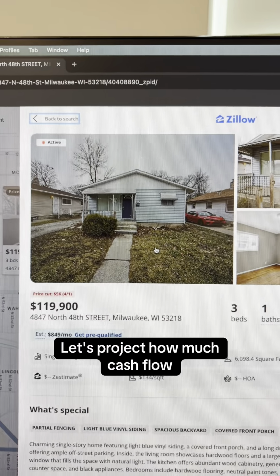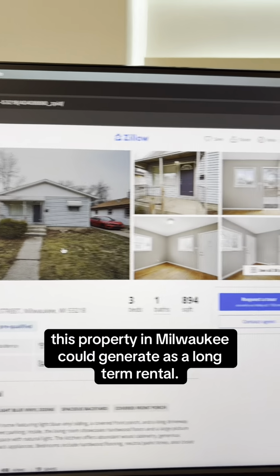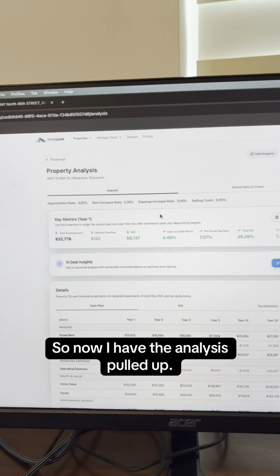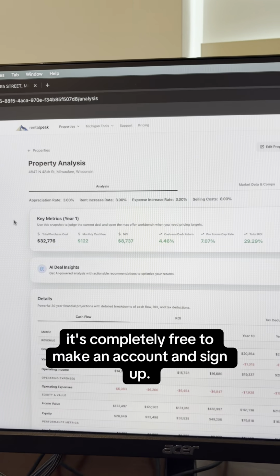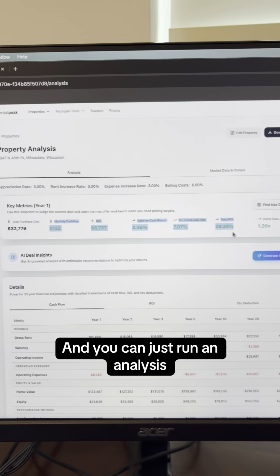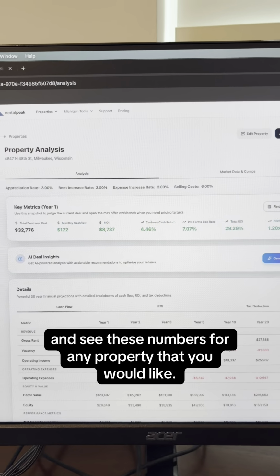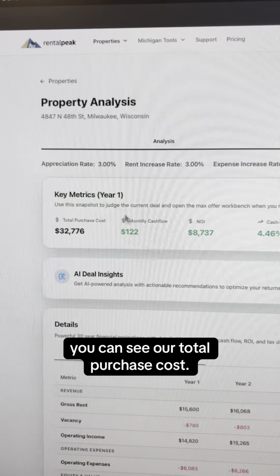Let's project how much cash flow this property in Milwaukee could generate as a long-term rental. So now I have the analysis pulled up. I ran the analysis on rentalpeak.com, and if you want to try it out for yourself, it's completely free to make an account and sign up, and you can just run an analysis and see these numbers for any property that you would like. But coming back to this property, you can see our total purchase cost.